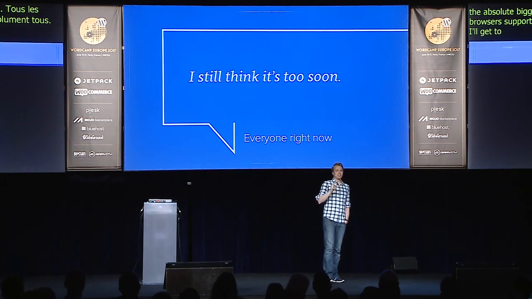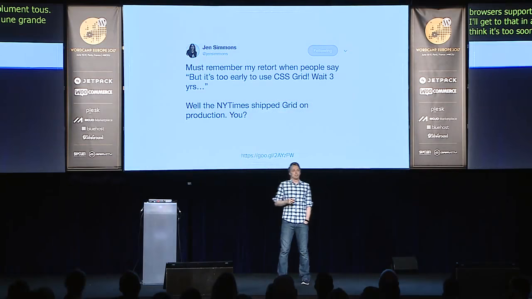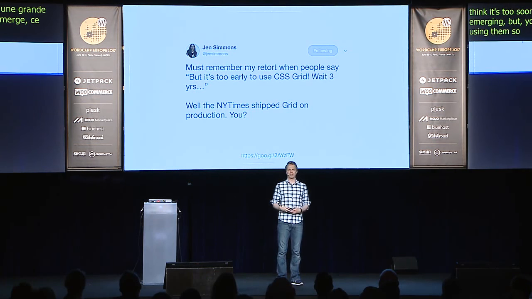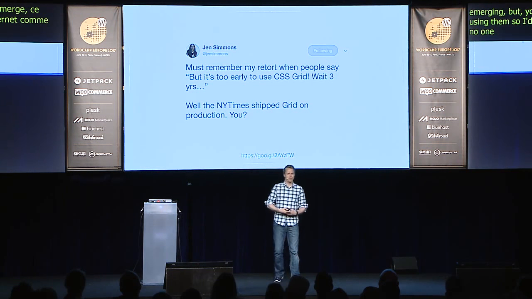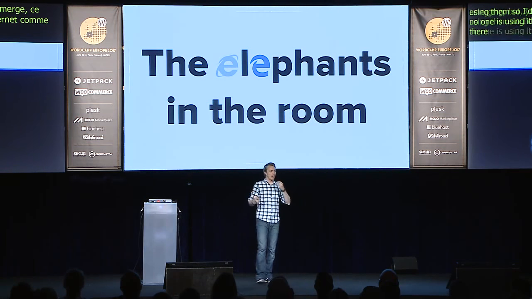Before we get to that, there's also the question of, I think it's too soon. This is emerging technology. It's not mature yet. True, it's emerging technology. But you know, small websites like the New York Times have started using them. So I would say any client that says we're not ready for this yet because no one is using it can be urged forward. This is something we can do today. But there are two elephants in the room, right? So you have these.